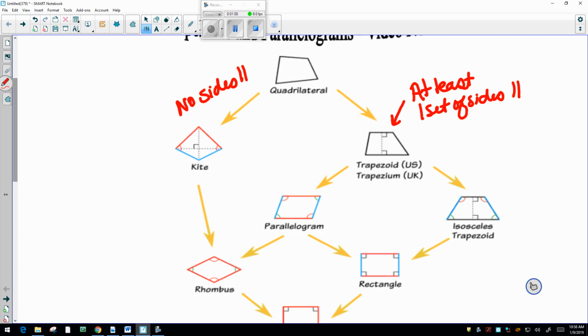And if we keep going down the flowchart, I can see off of trapezoid, we get a parallelogram. So a parallelogram now, instead of having at least one set, now I can say has two sets of parallel sides. And off of a trapezoid, we also get something called an isosceles trapezoid. It's a little fancier. It's a trapezoid, so at least one set of sides parallel, that has now two congruent sides, just like an isosceles triangle.